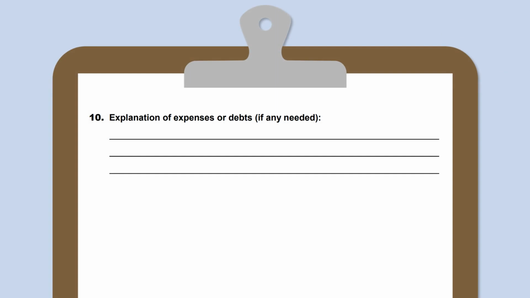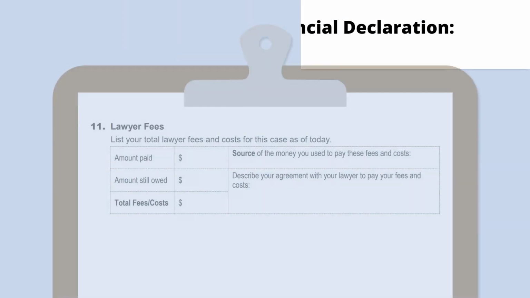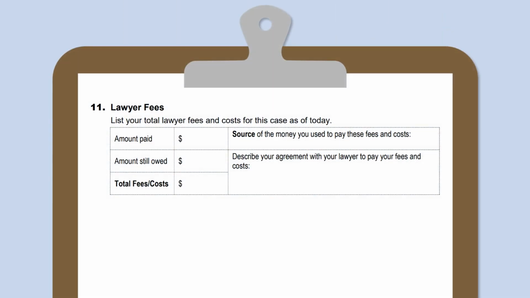Section 10 gives you an opportunity to explain any debt that you feel may need further explanation. It is okay to leave this section blank. Section 11 would be for any lawyer's fees and costs for this case. This section would be left blank if you do not have any lawyer's fees. Okay, almost done. The last section on this page asks for your signature. But before we do that, remember how we skipped section 2 and said we would come back to it? Well, let's go there now.